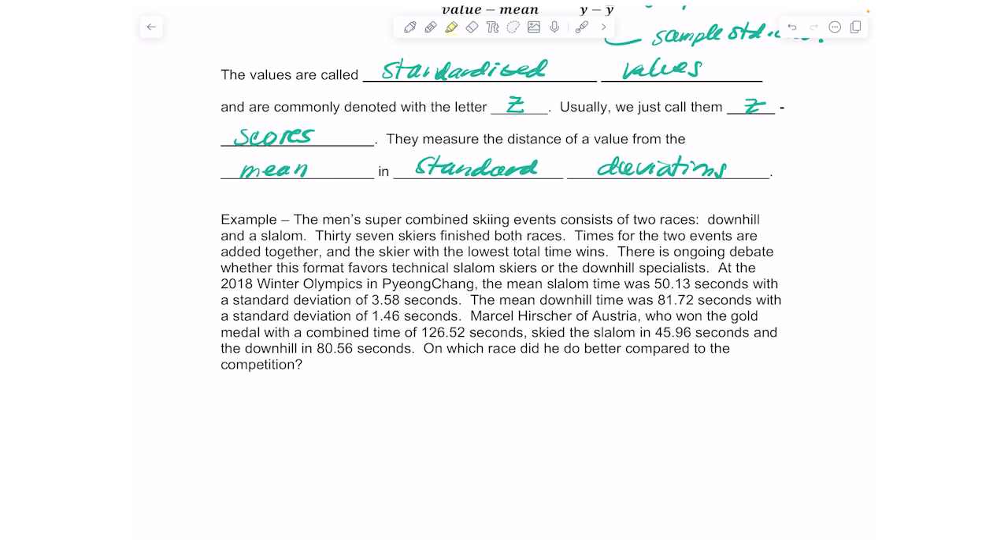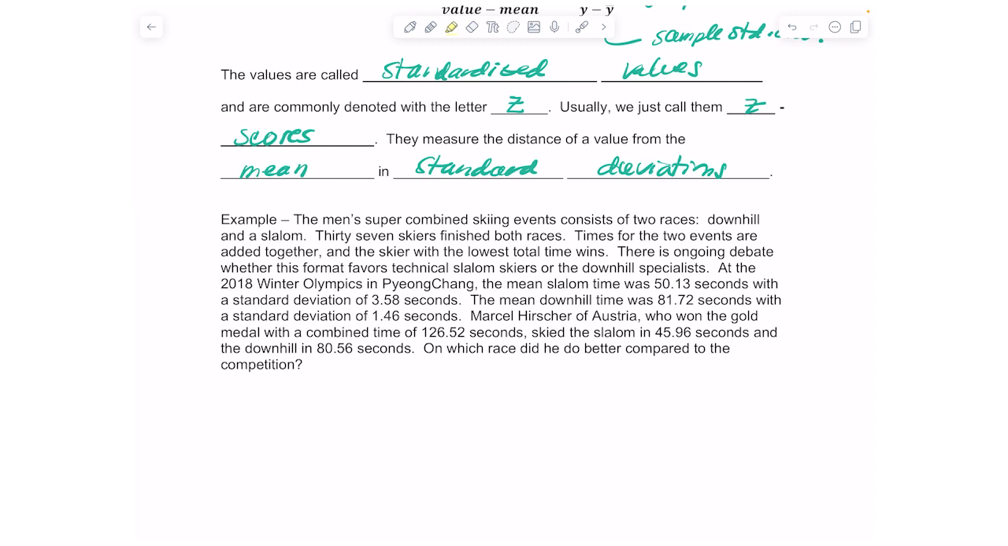At the 2018 Winter Olympics, the mean slalom time was 50.13 seconds with a standard deviation of 3.58 seconds. The mean downhill time was 81.72 seconds with a standard deviation of 1.4 seconds. Marcel Hirscher of Austria, who won the gold medal with a combined time of 126.52 seconds, skied the slalom in 45.96 seconds and the downhill in 80.56 seconds. On which race did he do better compared to the competition?